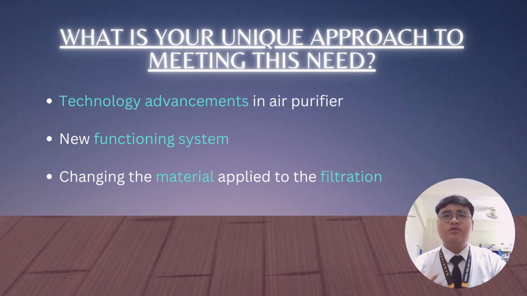Third, changing the material applied to the filtration. Usually in filtering air they use disposable fiberglass, which is the most common, but it must be regularly replaced to maintain efficiency and air quality. To improve it, we use woven polypropylene media, washable air filters that are electrostatically charged to trap more particles. Washable air filters are more efficient and more environmentally friendly than disposable fiberglass filters since they can be reused.